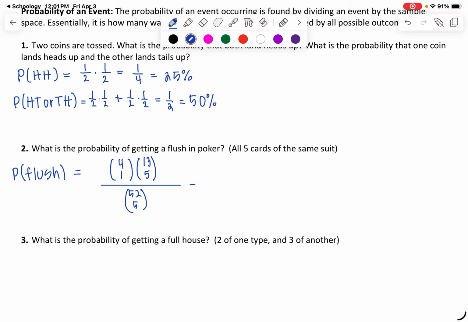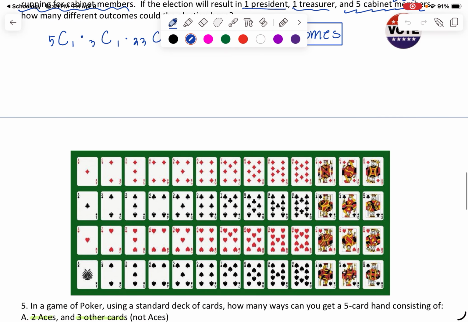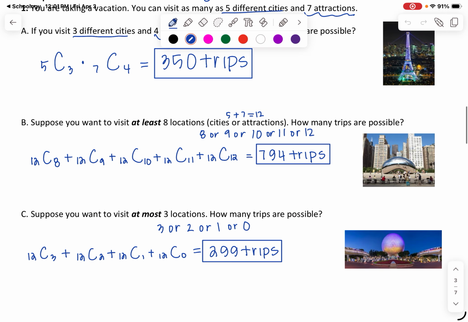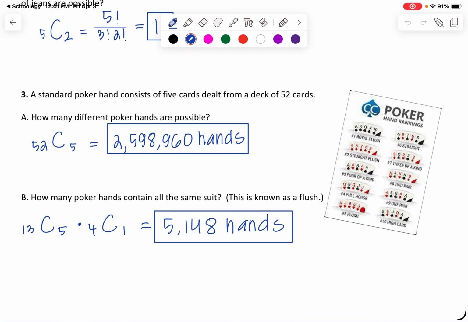Now I can go ahead and get what each one of these is. Instead of putting this in my calculator, I'm going to go back to my old notes because we already did that. There she is. 52 choose 5 was 2,598,960. And 13 choose 5 times 4 choose 1 was 5,148.